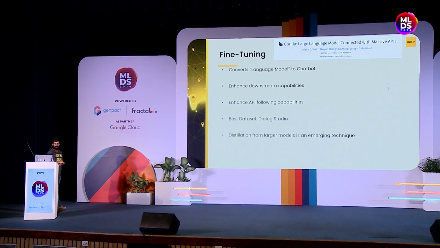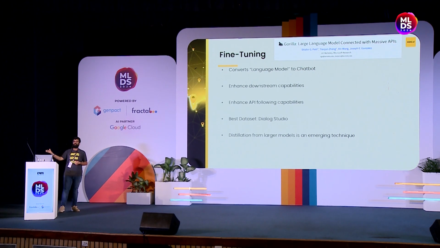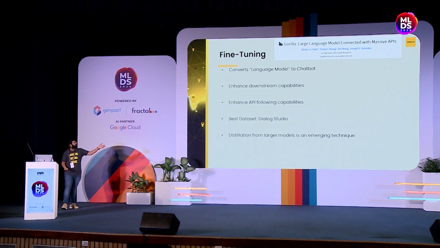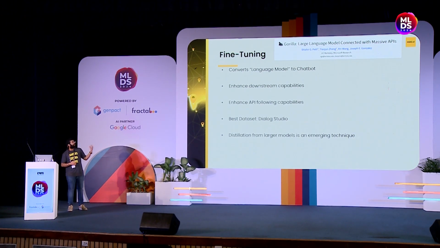Fine-tuning is the way where you give these models, A, chatbot capabilities, and B, also downstream capabilities. So let's say you take a Llama 2, which has some medicinal knowledge, and you want to create a very specialized medicine chatbot. At the fine-tuning stage, with just 1,000 examples, you can do that really effectively. These also enhance the API following capabilities of these models. So the Gorilla paper that came out in April last year showed that you can actually have ChatGPT plugins. And now it's common knowledge that you can build agents, you can do all of that good stuff.